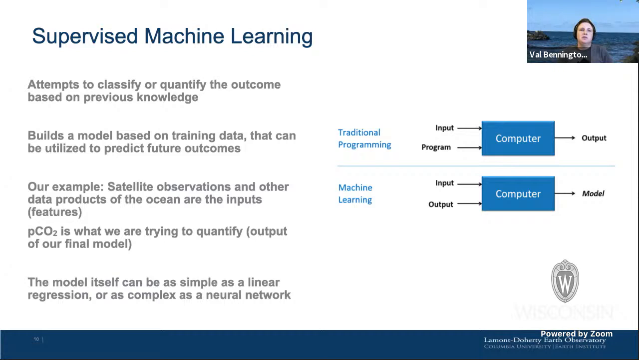In our example, satellite observations and other in situ data products of the ocean are our inputs. We call these features. PCO2 is what we're trying to quantify, and that's our output. And we give a subset of all of our features and our PCO2 into the machine learning, and it creates the function or the model that is the output. So the model that's output from machine learning can be as simple as a linear regression or as complex as a neural network.